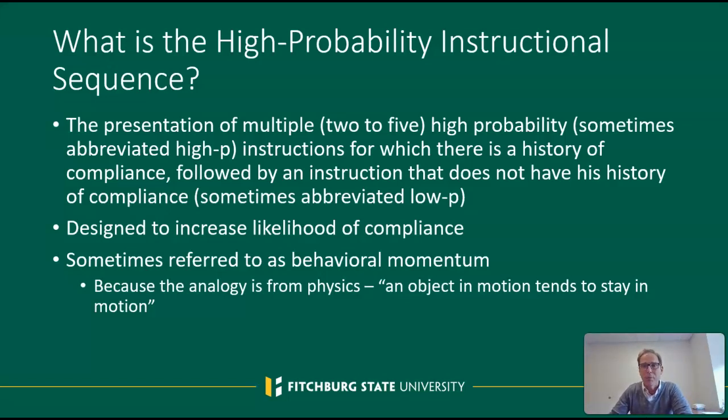A couple of these high probability requests, and then once the ball is rolling, putting in place an instruction that doesn't have that history of compliance, a low probability request, with the expectation that the momentum of those high probability requests will continue through and the low probability request will be followed through with.